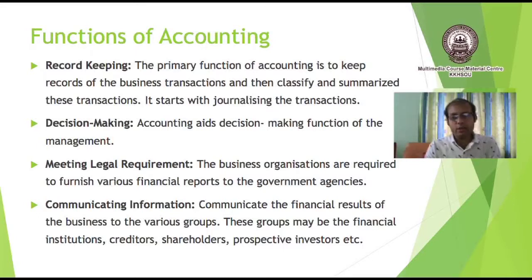Number one, record keeping, that we have already discussed, that in bookkeeping, we first recorded the transactions. This is the primary recording of business transactions. Then in accounting, we summarize it, we classify it, and the information is provided to the users. In the example we have discussed, Mr. X is the user of financial information. So, he wants to know his amount of profit or amount of loss. So, as a function, accounting provides that information to the users. Then number two, decision-making. Accounting aids in decision-making. Without the accounting information, it is very difficult to take any business decisions.